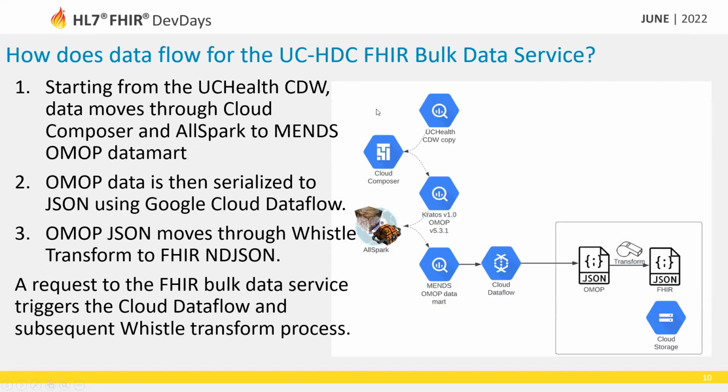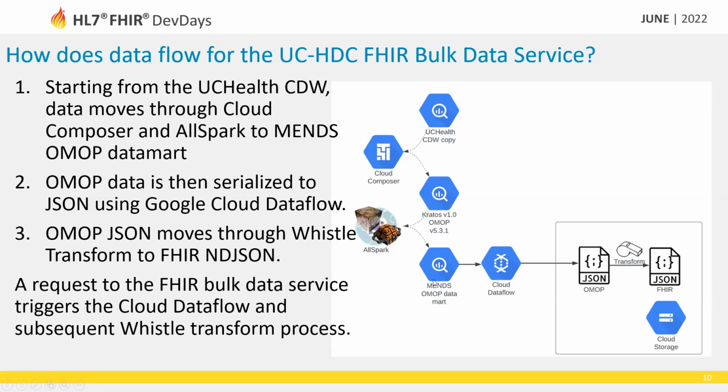So here's the data flow, which people will have questions about, I'm sure. It starts from the UC Health Clinical Data Warehouse. It moves through Cloud Composer and the AllSpark, which is basically a filtering and validation in-house system, into an OMOP structure. So there's OMOP in here.